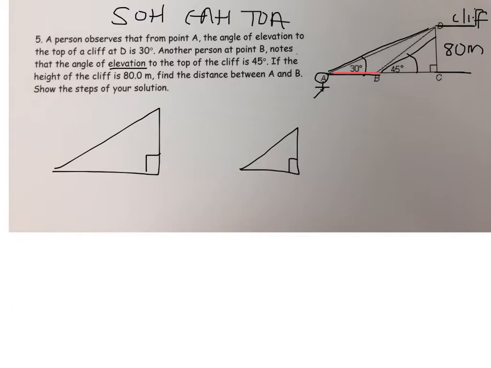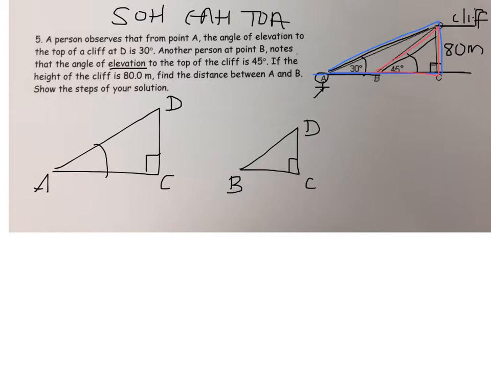ABC is not a right angle triangle. Here's the right angle, so they should all use C. ADC and BDC. Do you guys see that? I have ADC and I have BDC. Those are the two right angle triangles, so label them now.